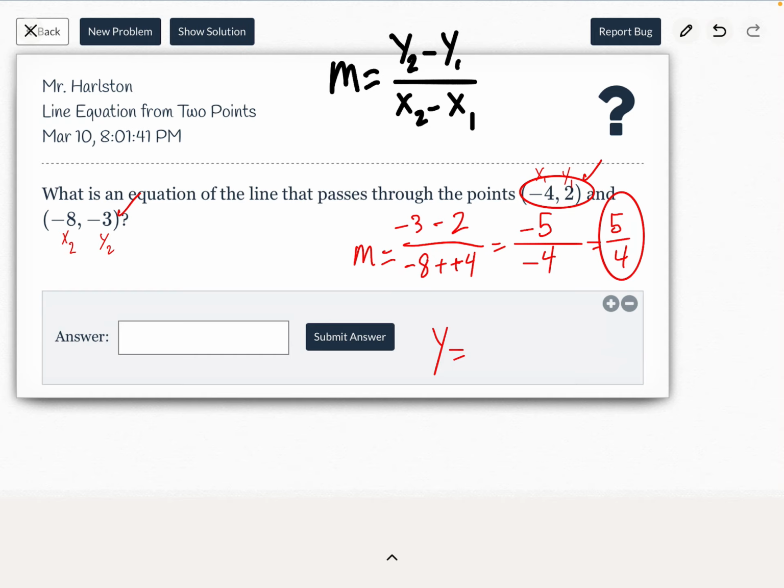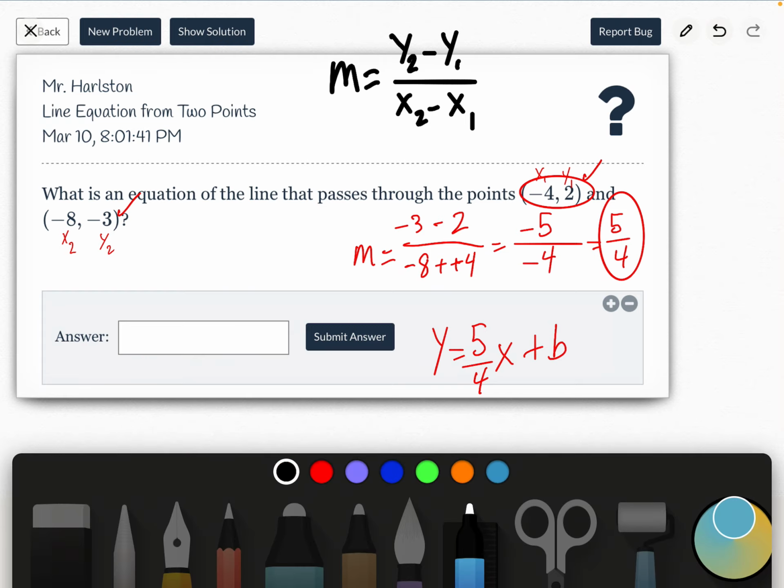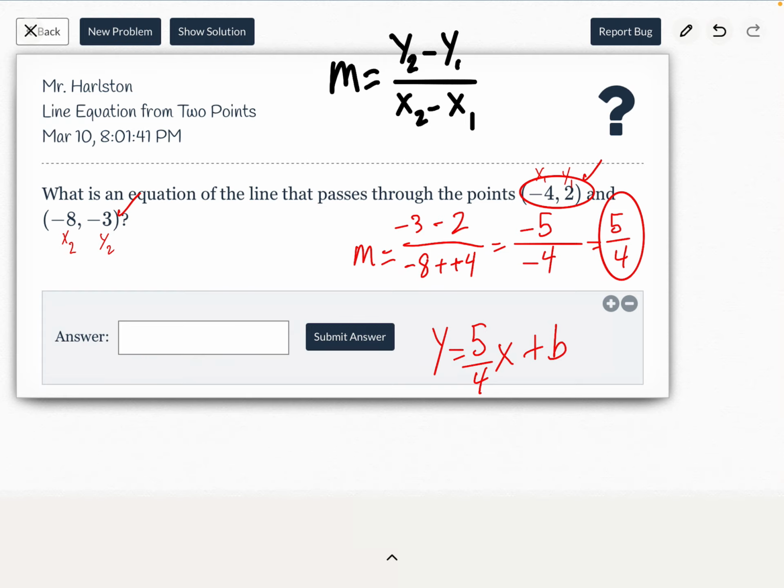So you put the slope in, and you're going to use the slope-intercept form like we did in the previous video. And now all we do is replace the x and the y. So it's going to be 2, that's the y, equals 5 over 4 times the x, which is -4. So I put -4 there, and then I'm trying to find the y-intercept, and then we'll be done. In this case, -4 divided by 4 is going to be -1. So this is going to be 2 equals -5 plus b.